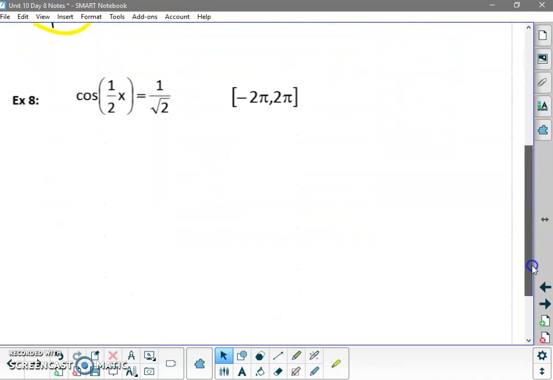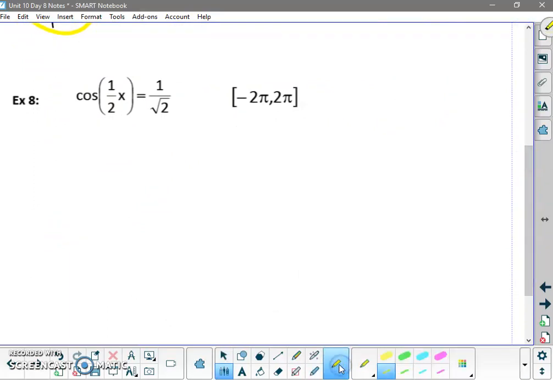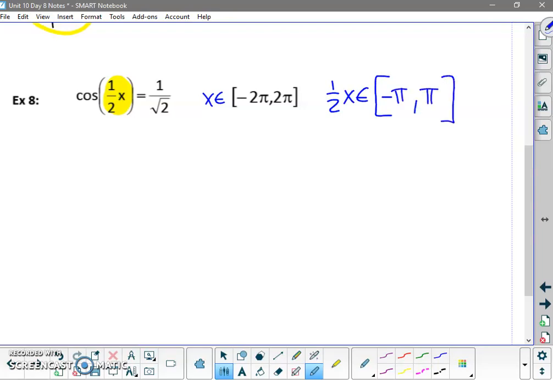Okay, so for our last example. So again, what you need to notice here is that this is not an x in the parentheses. It's a 1/2 x. So in this domain, x is an element of negative 2 pi to 2 pi. Well, what I need is 1/2 x. So basically then, you take both of those and divide them by 2, which becomes negative pi to pi. So now, I'm not solving for x, I'm solving for 1/2 x. And I want to find the angle where cosine is 1 over square root 2. Well, you should recognize that as a 45-degree angle. So I'm going to have 1/2 x equals pi over 4.